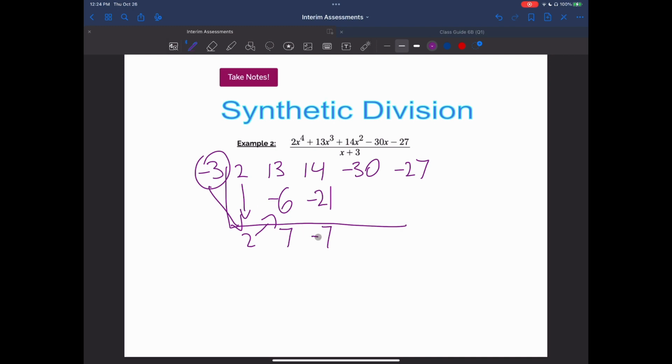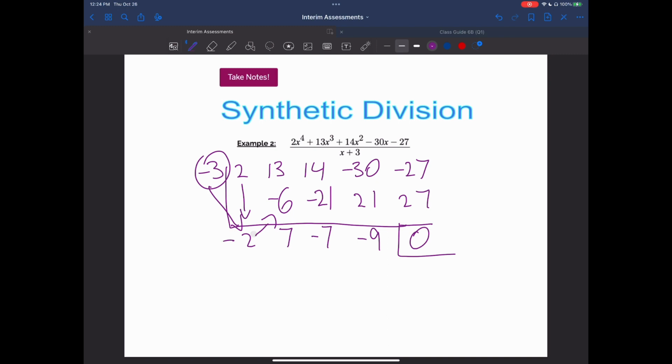Multiplying again, -3 times -7 gives me a +21. Add straight down again, that gives me a -9. And then my last one, -3 times -9, I get a +27. The same thing happens here. When we add straight down on this one, I get another remainder of 0.